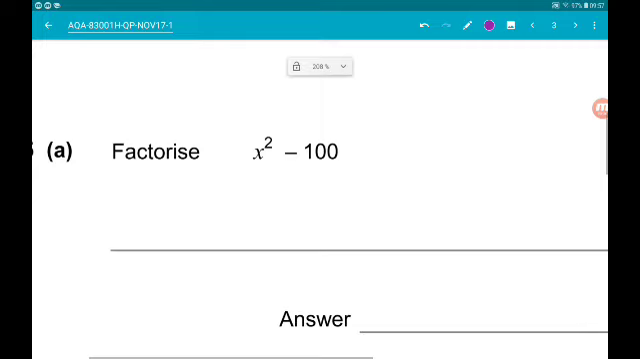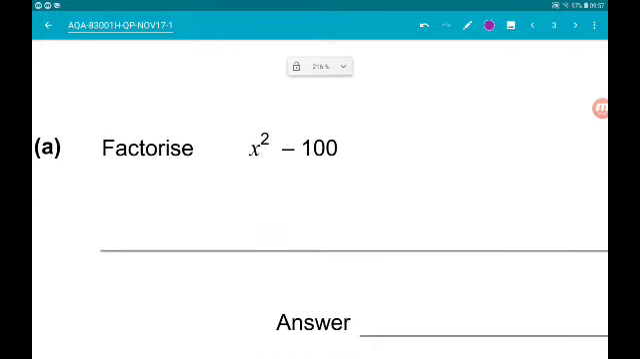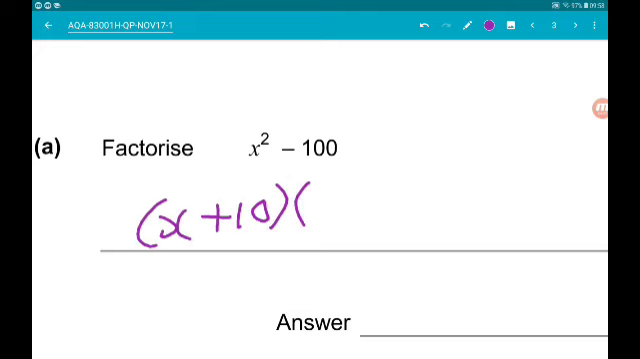5a wants us to factorise x squared minus 100. So this is a quadratic. It's a special one. It's a difference of 2 squares. So these factorise too. Well, this one is going to be x plus 10 times x minus 10.